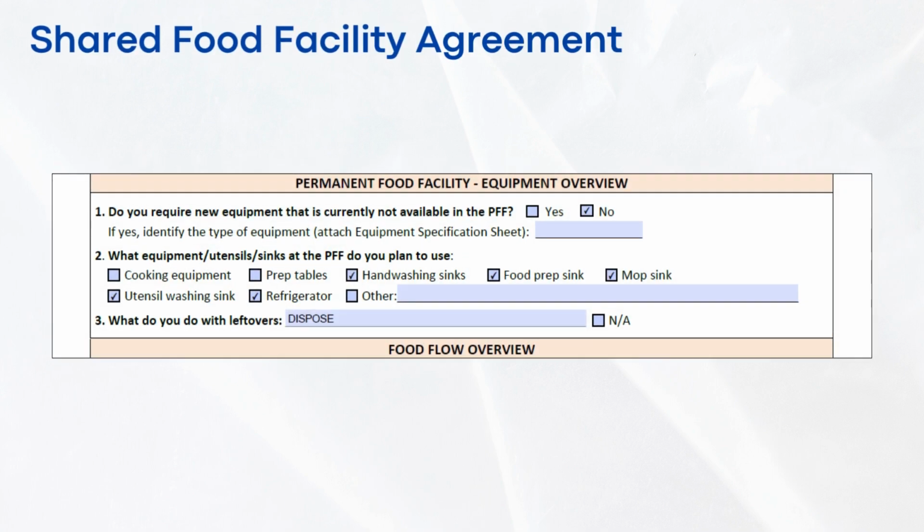Now we will go over the Permanent Food Facility Equipment Overview section. Question 1 asks, do you require new equipment that is currently not available in the permanent food facility? Choose a yes or no answer. Question 2 asks, what equipment, utensils, or sinks at the permanent food facility do you plan to use? Check all that apply. And question 3 in this section asks, what do you do with leftovers? Please make sure to answer.